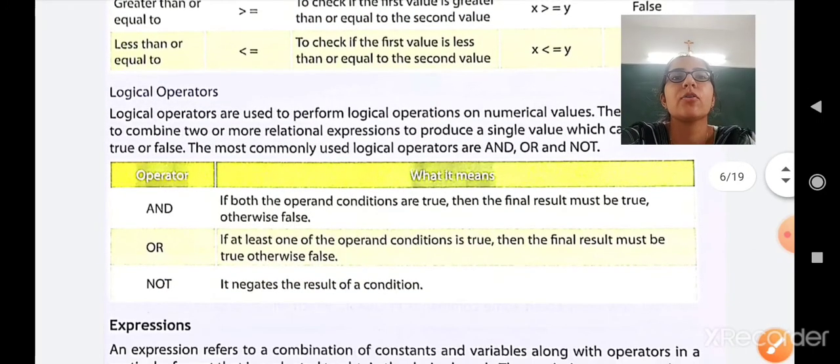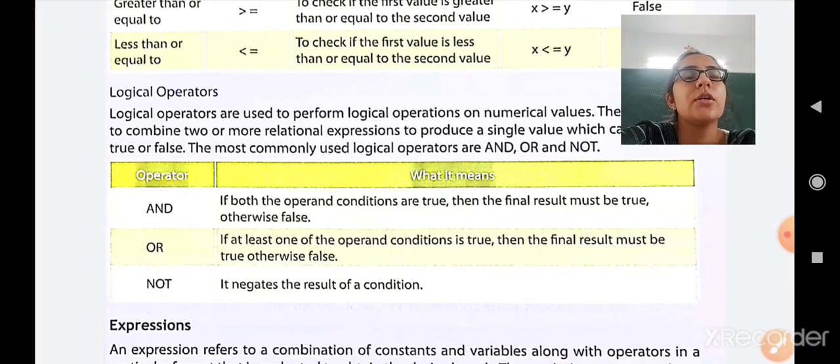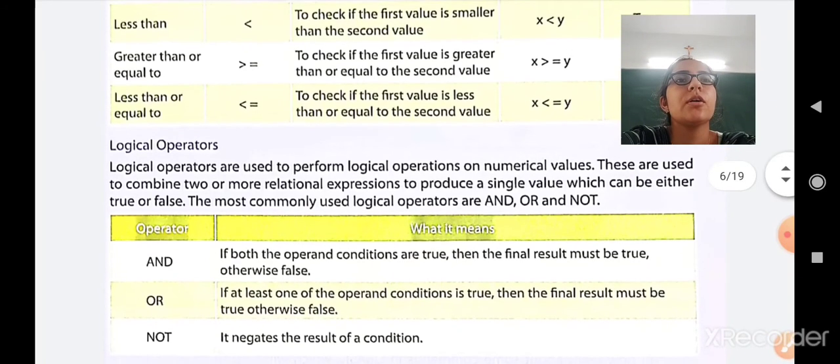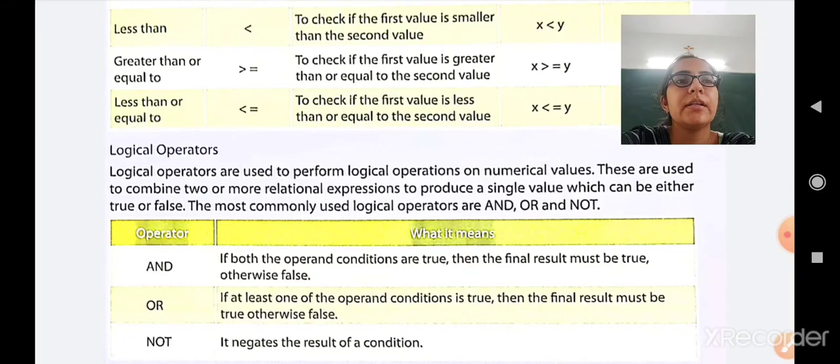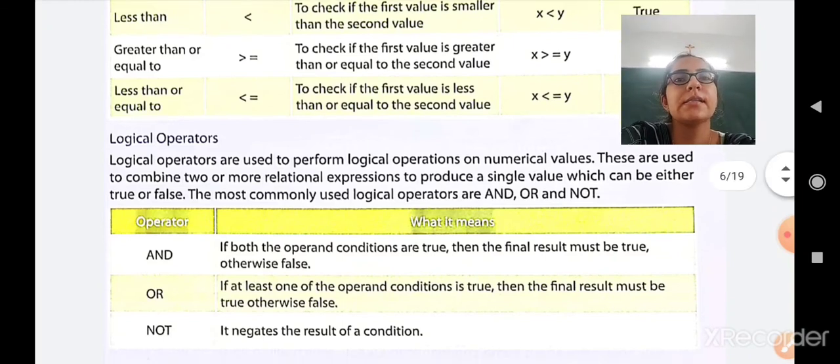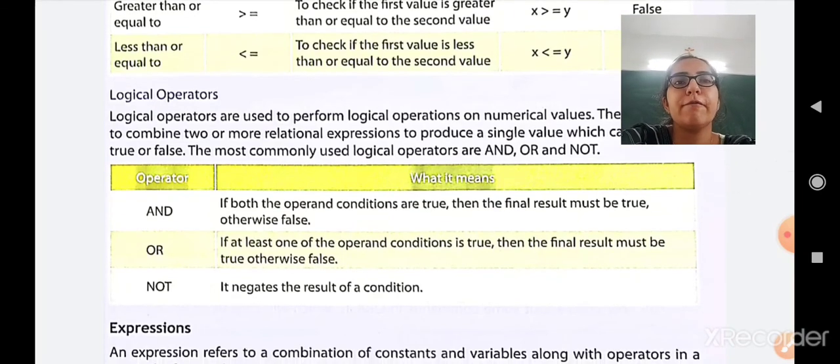Last operator are logical operators. Logical operators are used to perform the logical operations on the numeric values. They are used to combine two or more relational expressions and produce a single value which can be either true or false. The most commonly used logical operators are AND, OR and NOT. Okay, let us see. First is AND. If both the operand conditions are true, then the final result must be true, otherwise false.